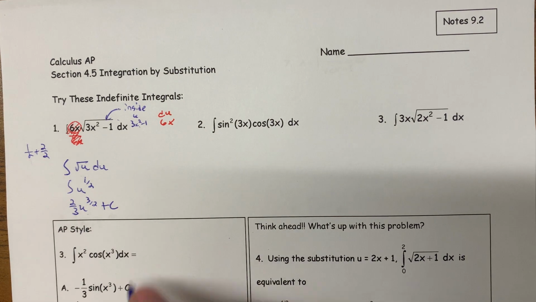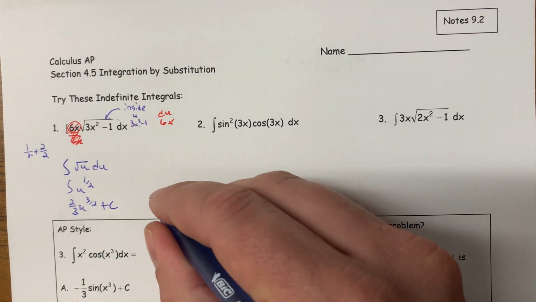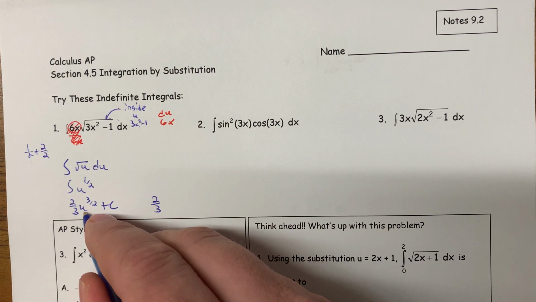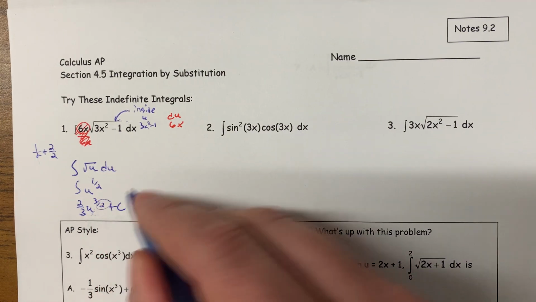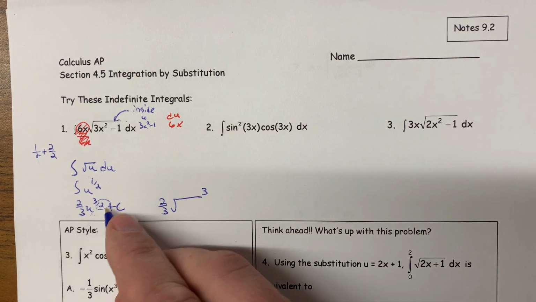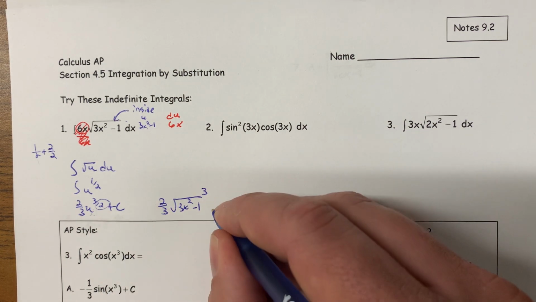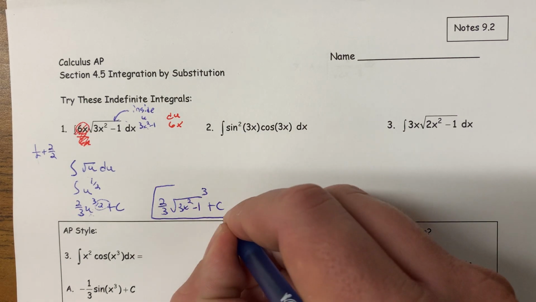At the very end, we're going to go back and substitute what u was. u was 3x squared minus 1, so it's going to be 2/3, and we should rewrite it back as a square root. So this is a root, this is the square root cubed, and u is 3x squared minus 1. So here is the antiderivative.